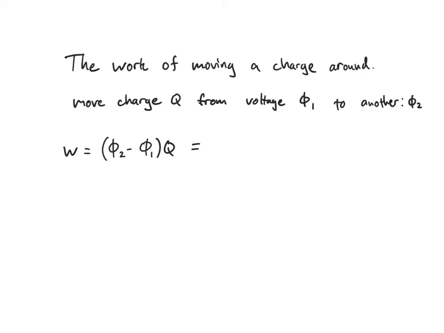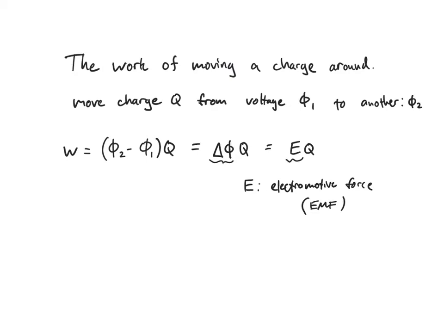So another way to write this is the work is the difference in the voltage between the final and initial state multiplied times the charge. And by convention, this chapter writes this delta voltage as E. And the E will be called the electromotive force, or EMF. They'll call it that a number of times in the chapter.